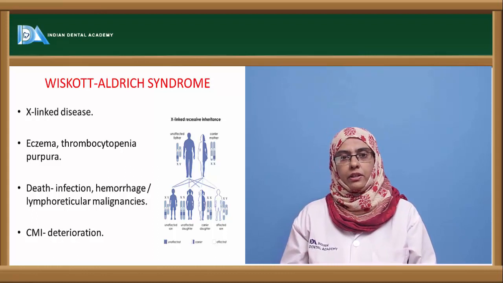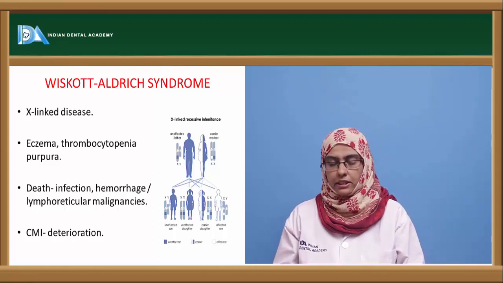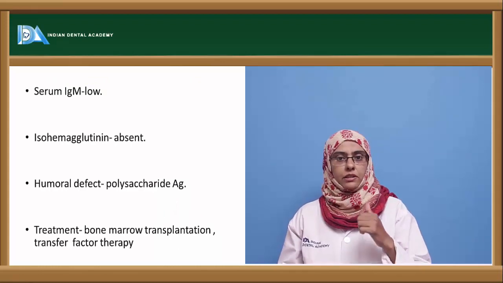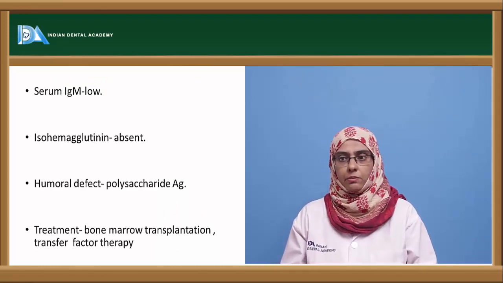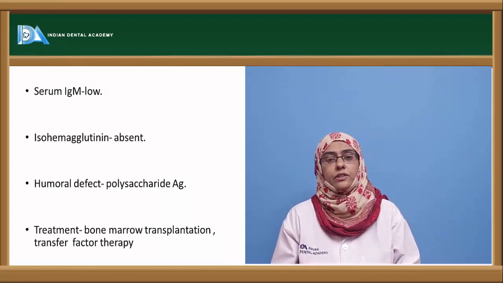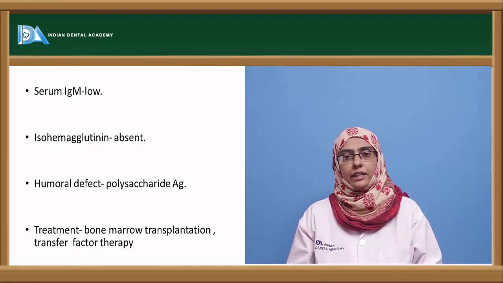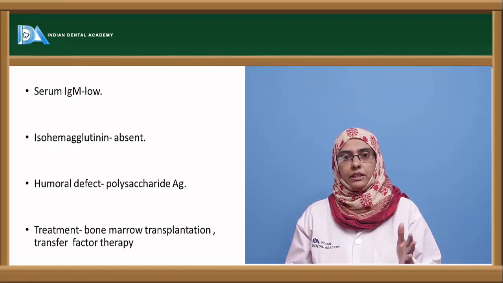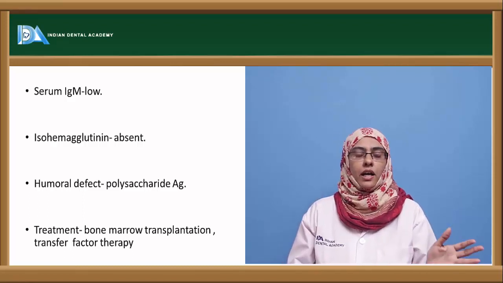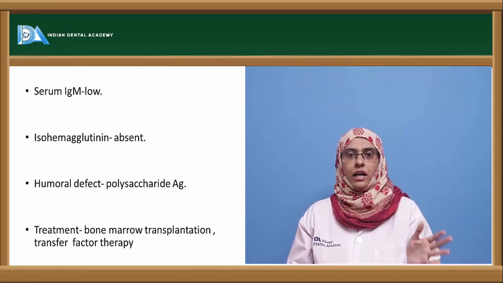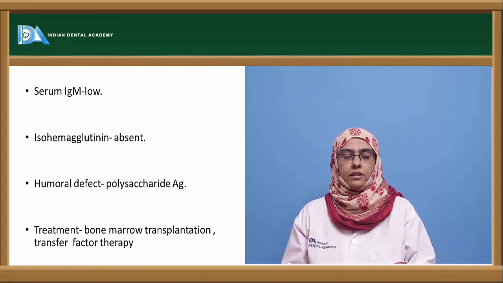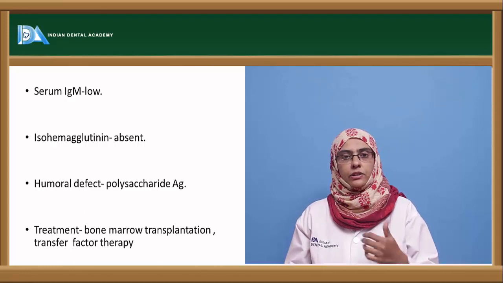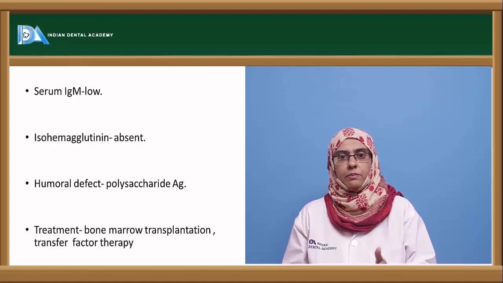So there is a complete deterioration of the CMI, that is, cell mediated immunity, and the serum IgM is low when compared to the other antibodies. And here in the case of this patient, you will not see the isohemagglutinin. Isohemagglutinins are nothing but the antibodies that are present along with the antigens on the RBCs. That is, as we have seen, the person with the A blood group has antigen A, but the isohemagglutinin that is present is the B antibody.